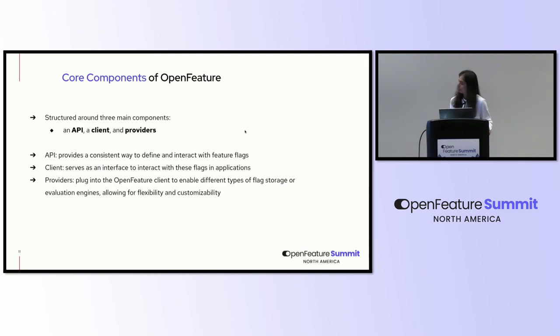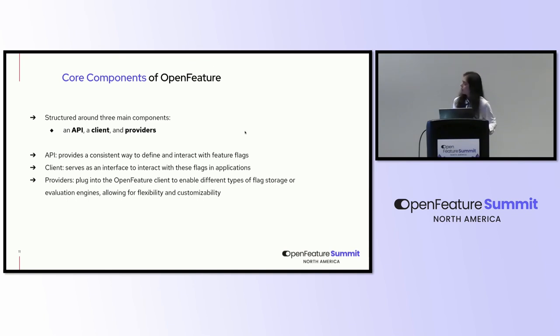So let's see the core components of OpenFeature. OpenFeature is structured around three main components. First is the API, the second is the client, and the third is the provider. The API provides a consistent way to define and interact with feature flags. The client serves as an interface to interact with those flags in applications. Providers plug into the OpenFeature client to enable different types of flags and evaluate them, allowing for flexibility and customizability. Together, these components create a modular, powerful system for managing feature flags in a wide range of environments.